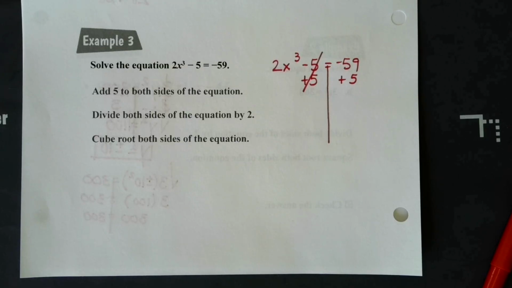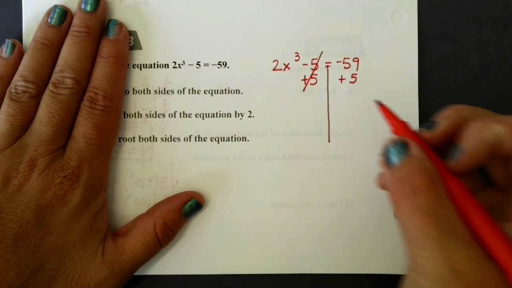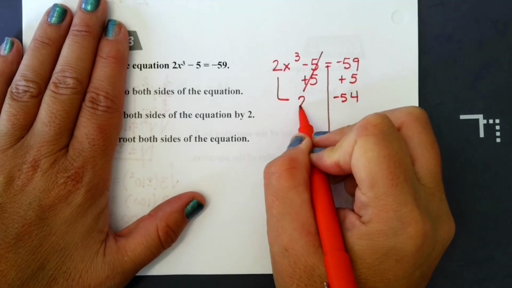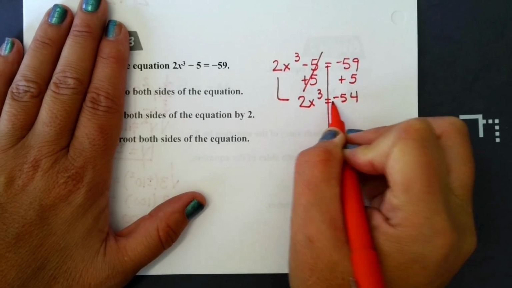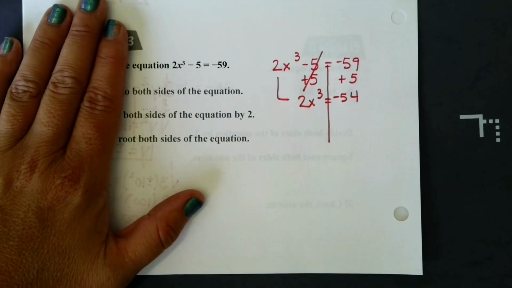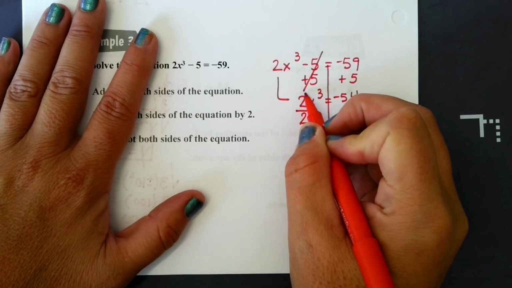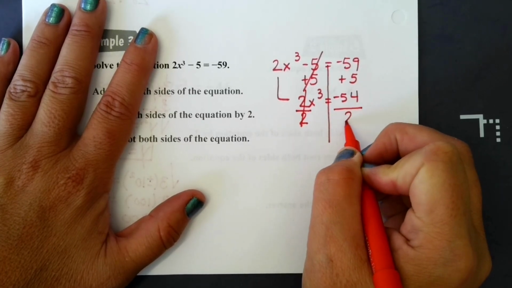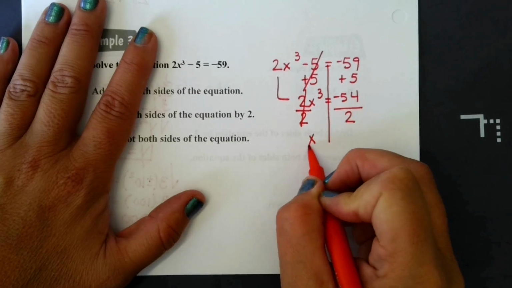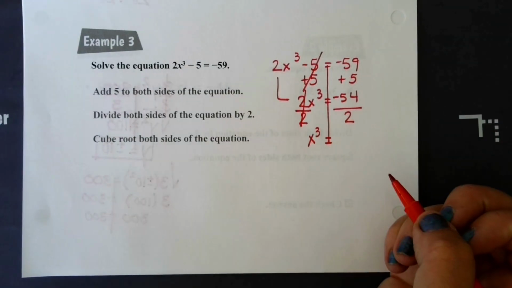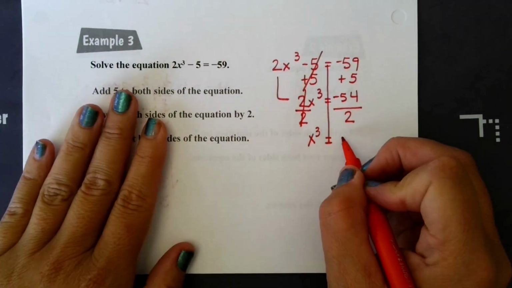Okay. So, what is negative 59 plus 5? Negative 54. Very good. Bring down what you didn't use. So I have 2x cubed. We're still solving it the same way. What should I get rid of? The 2. How? Divide. Very good. Whatever I do to one side, I do to the other. So I have x cubed equals what? Negative 27.